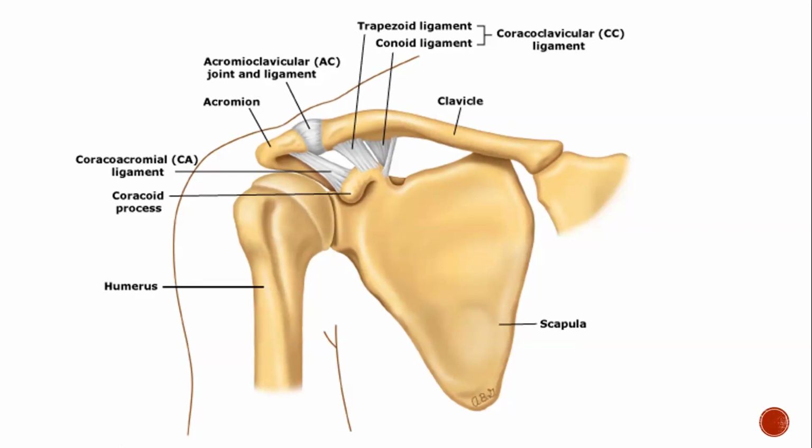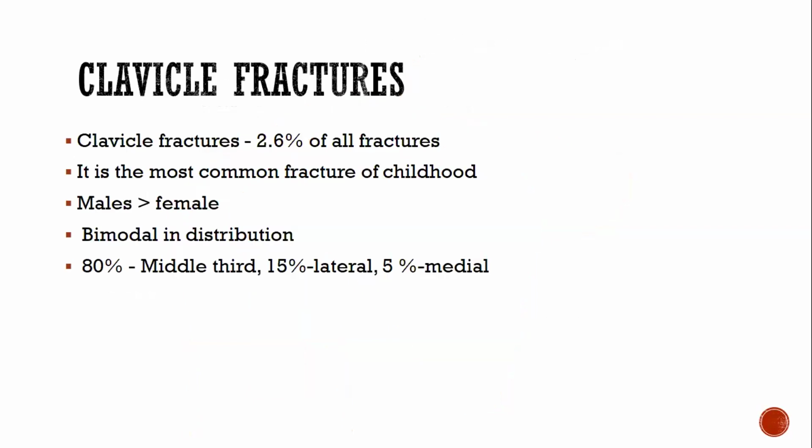The trapezoid is attached from the base of the coracoid to the inferior clavicular ridge, and the conoid is attached from the base of the coracoid to the conoid tubercle. Both clavicles are connected to each other via the interclavicular ligament, which gets a purchase through the sternum and the sternal notch.